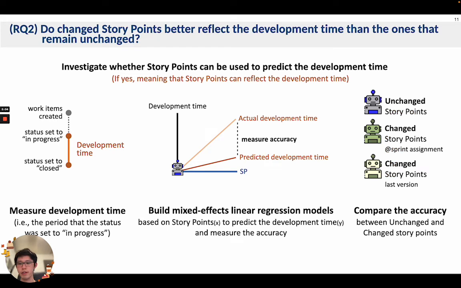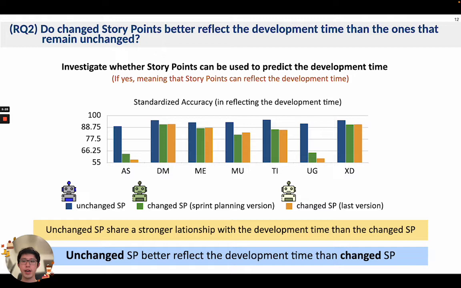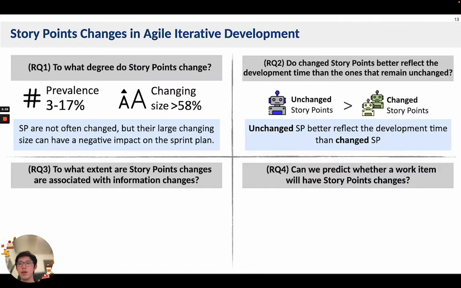We built 3 models for 3 versions of story points, which are unchanged story points, the changed story point version during sprint assignment time, and the last version of the changed story points. We found that the unchanged story points are the most accurate. Even after re-estimation, unchanged story points can better reflect the development time than the changed story points.